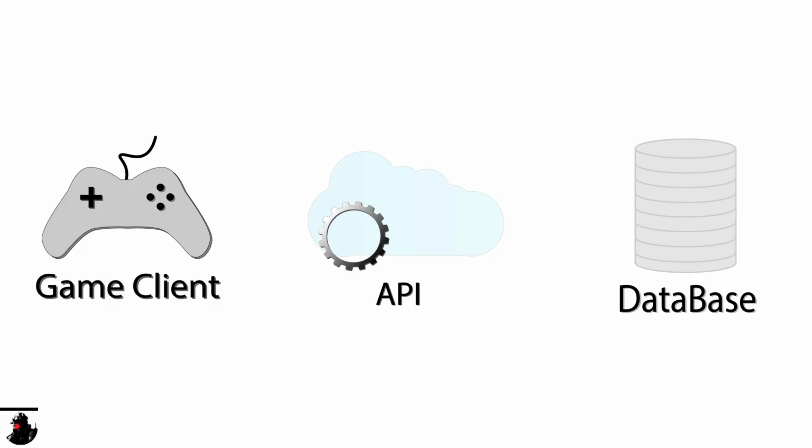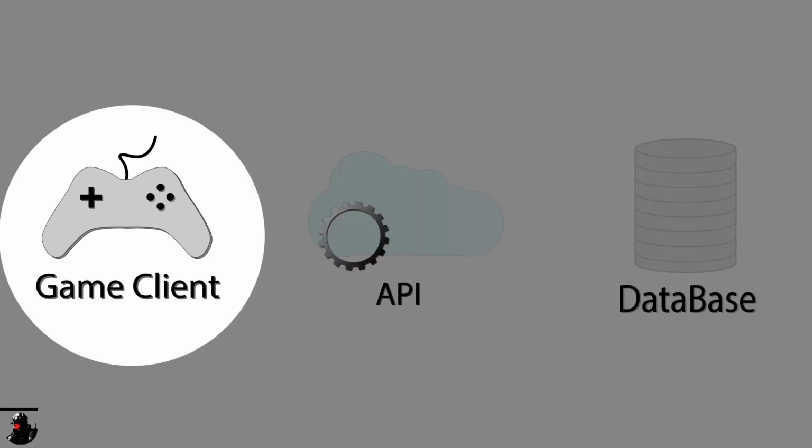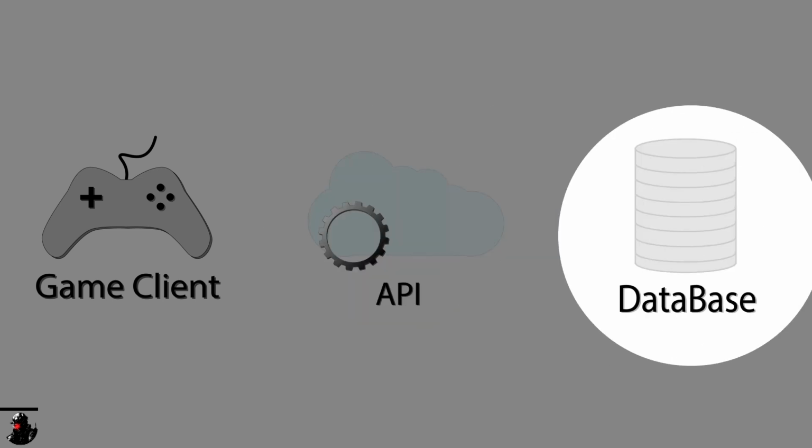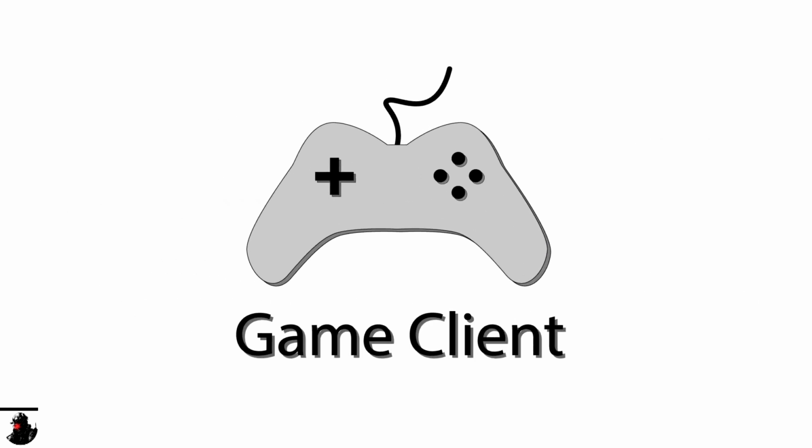Now that we set the stage, let's dive into the components that make online gaming experience possible. We're talking about three main elements: the game client, the API or application programming interface, and the database. First up is the game client. This is essentially the game itself that you play on your computer or console. It's your portal into the gaming world.